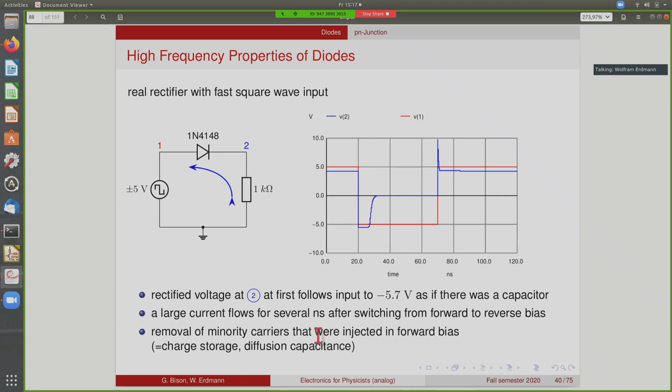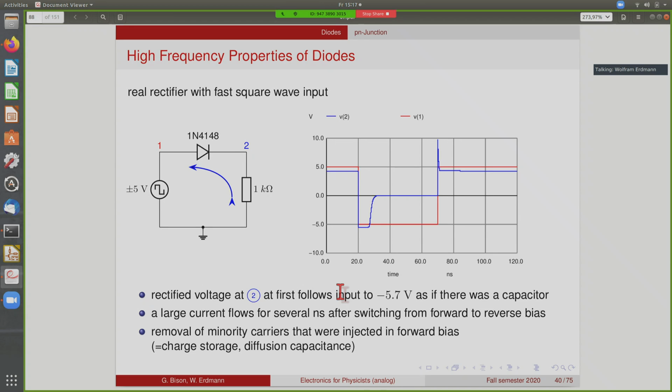So we have this feature that there's a large current that flows for several nanoseconds, which is a long time in electronics, after switching from forward bias to reverse bias. And the effect that happens here is the removal of the minority carriers that were injected in forward bias.